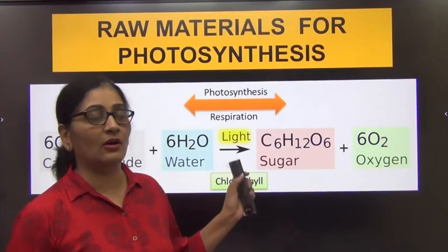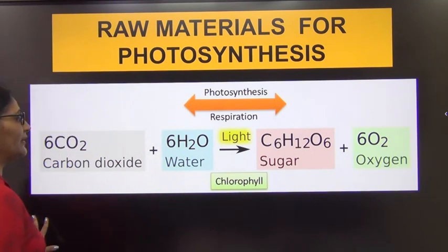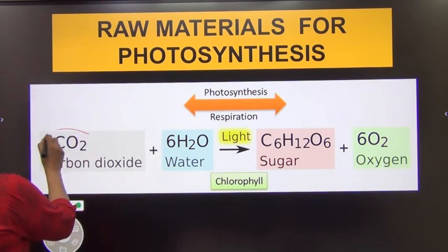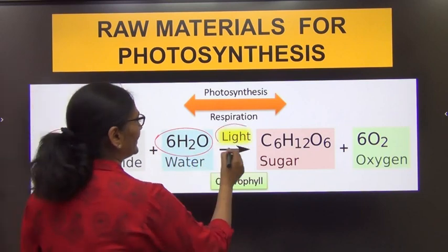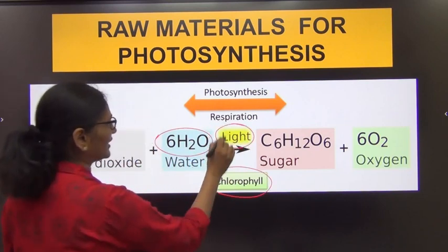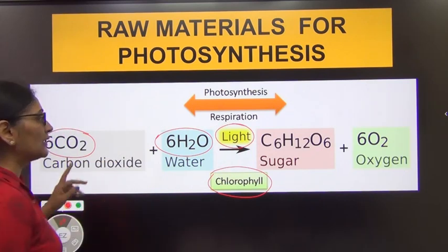Now once we have done it, we will go for the raw materials required for photosynthesis. If you go by raw materials, you will see one of the prominent raw materials is carbon dioxide. Then I require water. Then I require light. Then I require chlorophyll. These are the 4 things I require for photosynthesis. So we'll go one by one.